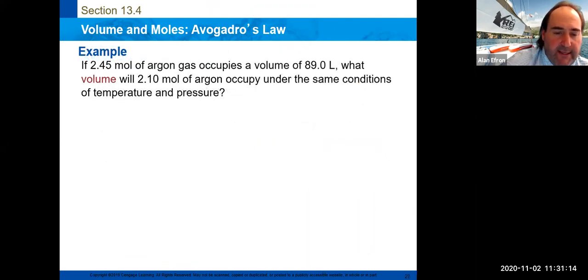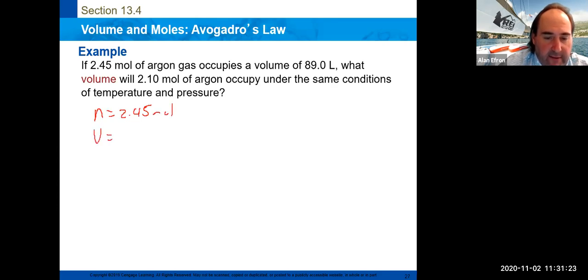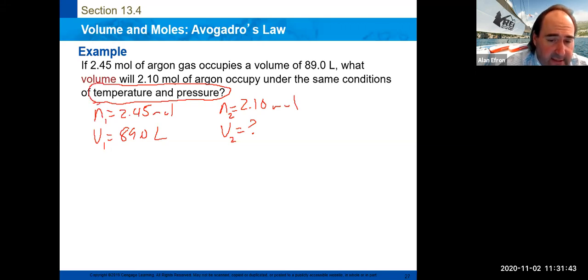So let's take a look at this one here. We have 2.45 moles of argon and a volume of 89 liters. We want to know what the volume is if the moles go to 2.1. So again, we have volume and moles, which gives us Avogadro's law, with the same conditions of pressure and temperature. That's a fancy way of saying temperature and pressure are constant.